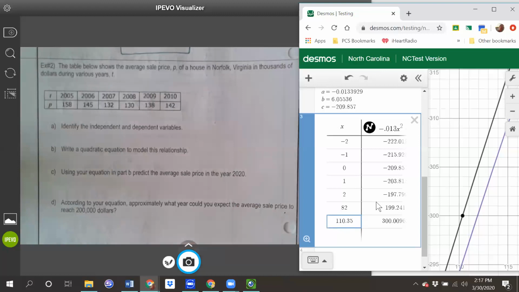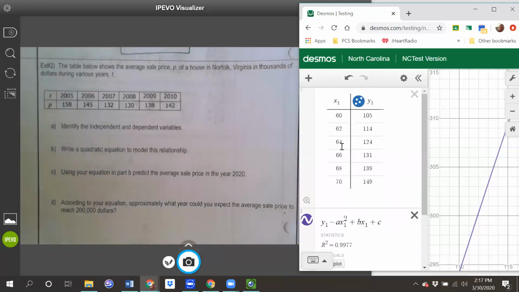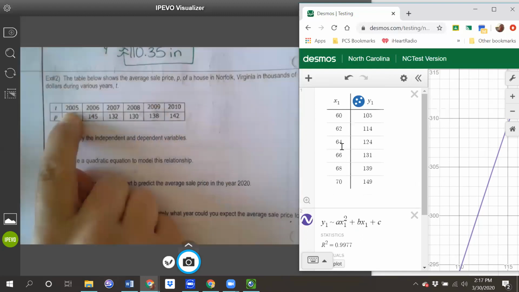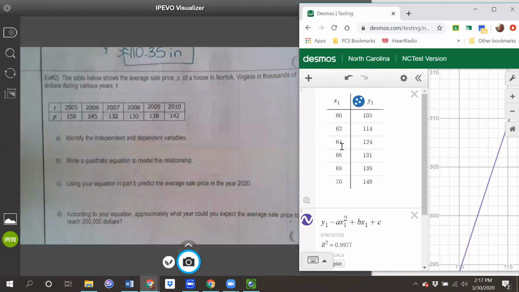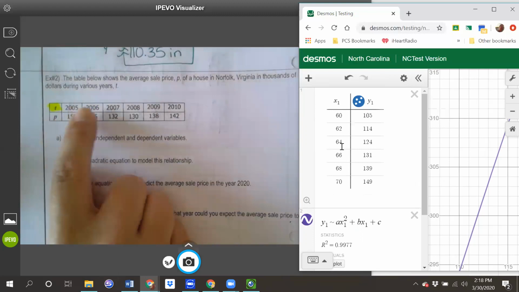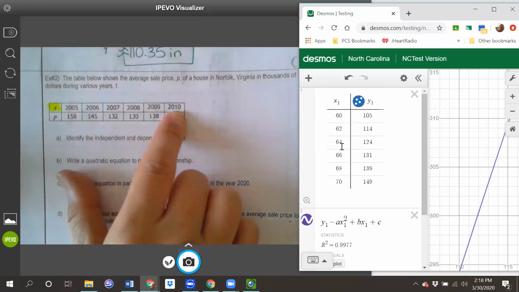Okay, so last question on number 2. Let me get rid of that one and go back to my table of values. This is actually a great problem to show you this. When you are dealing with really big numbers like 2005, 2006, if your problem is dealing with time, you are allowed to set your time start whenever you want. You could say that 2005 is time 0, and then time 1, time 2, time 3, time 4, time 5.